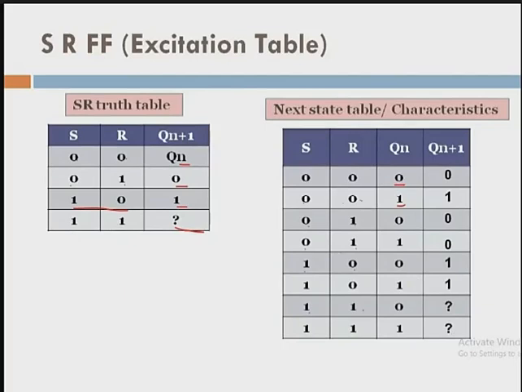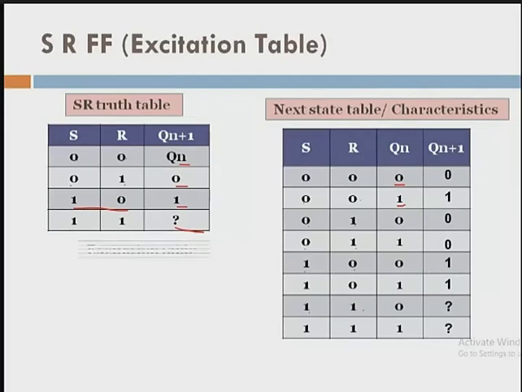Now this is your characteristics table. While designing the characteristics table, what are we considering? We are considering the inputs of your flip-flop, and the third input we are considering as the present state. Write down the total number of combinations as per your number of variables. Then write down the Qn plus 1 value. How are we writing this Qn plus 1 output value? We are taking the reference of your truth table while writing this one.